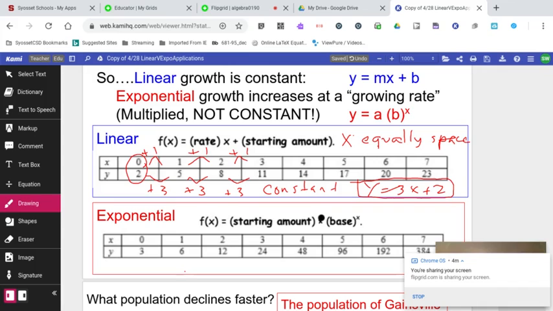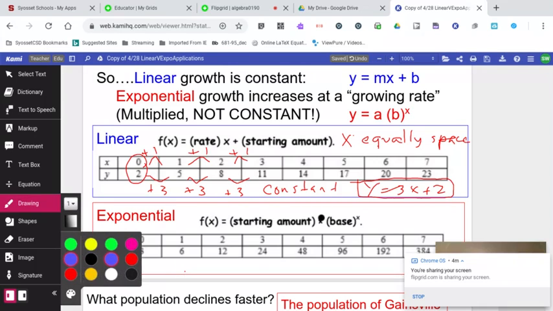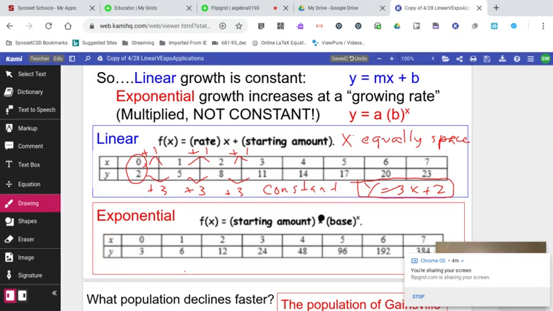The next example is exponential. Again, the x's are equally spaced, but the y's are not moving at a constant rate. We're adding 3 the first time, and 6 the second time, and 12 the third time. But there is this pattern of multiplying by 2. When we multiply, that tells us that it's exponential behavior.